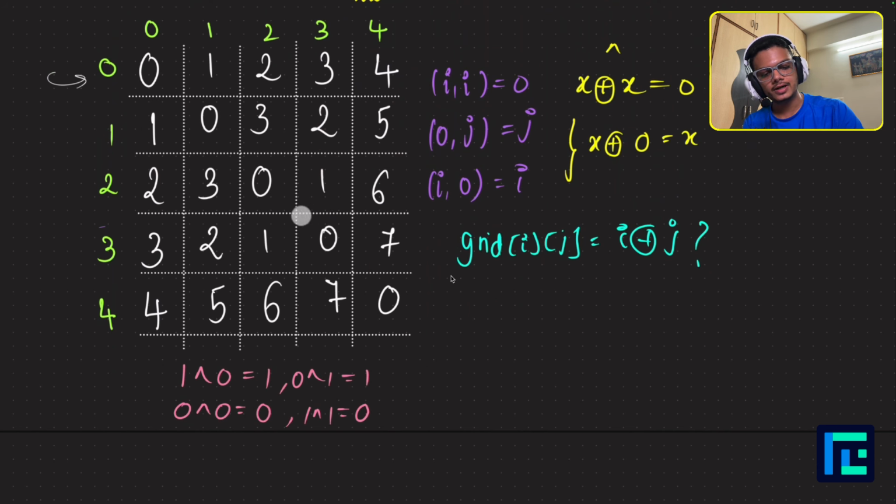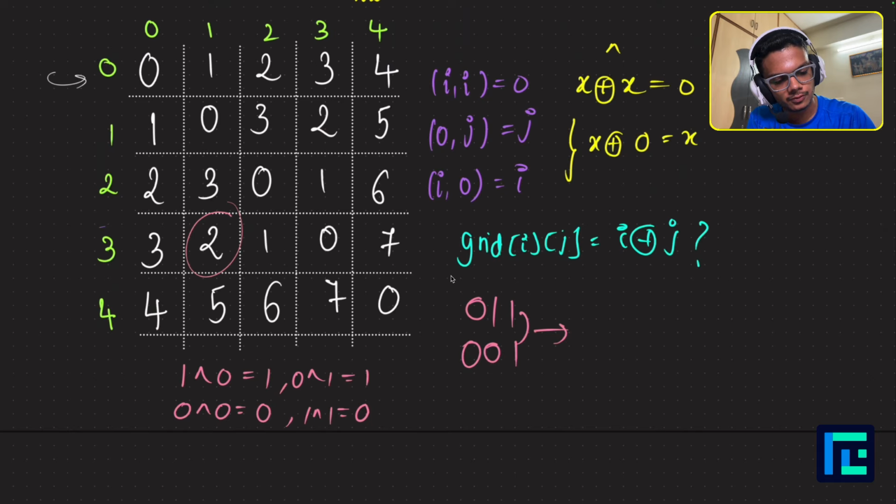Fine. Let's take one more value. Let's take this here, 4. 4 will be straightforward. So let's take this value here. This is actually 3, 1. So 3's binary is 0, 1, 1, and 1's binary is 0, 0, 1. If you take 1 XOR 1, it is 0. 1 XOR 0 is 1. 0 XOR 0 is 0. So this again comes out to be 2.